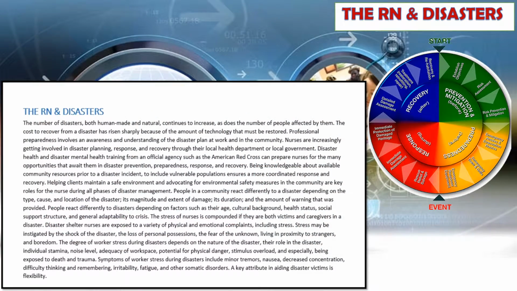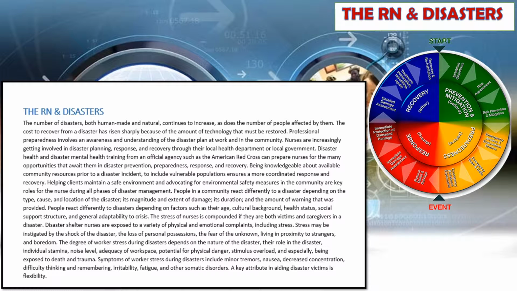A very important aspect of nursing care that we need to cover is the RN and disasters. The number of disasters, both human-made and natural, is increasing, and so is the number of people affected by them. The cost to recover from a disaster has risen sharply, and this is because of the amount of technology that must be restored after a disaster.